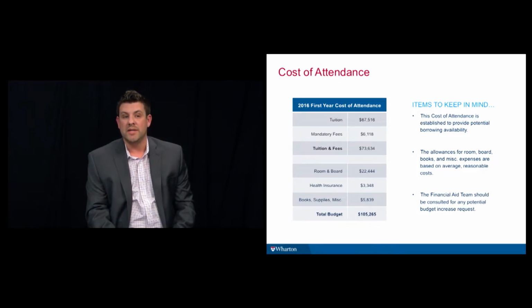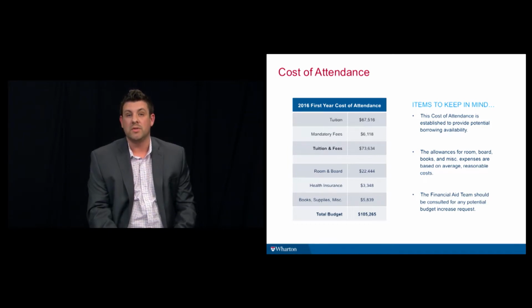First thing we're going to look at is your first year cost of attendance. This is based on 2016, so you'll see it's a combination of tuition and fees, which includes all the mandatory fees, including preterm, clinical fee, general fee, and also the estimated cost outside of those tuition and fees. So the cost of attendance is established to provide your borrowing availability in the program. This bottom section may be different for each individual student. So it's important to look at those items, find where you are in that scale, and budget accordingly.